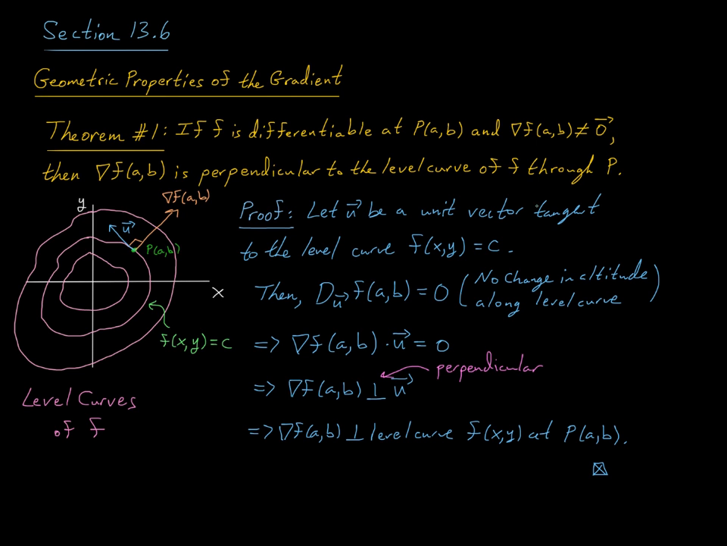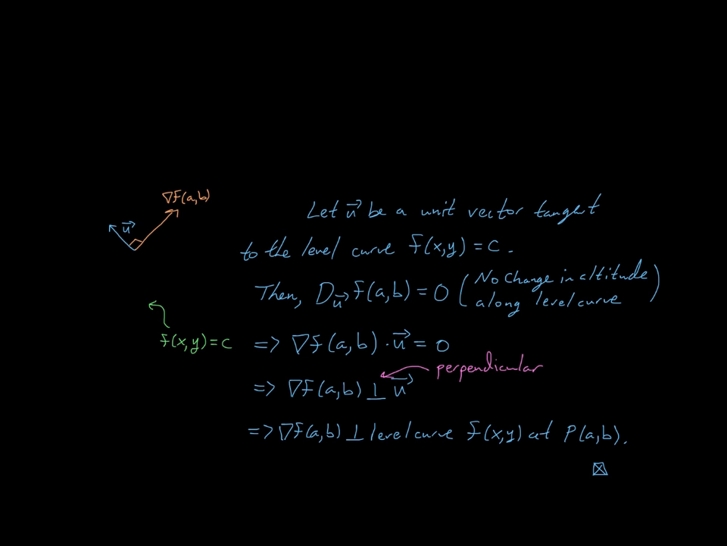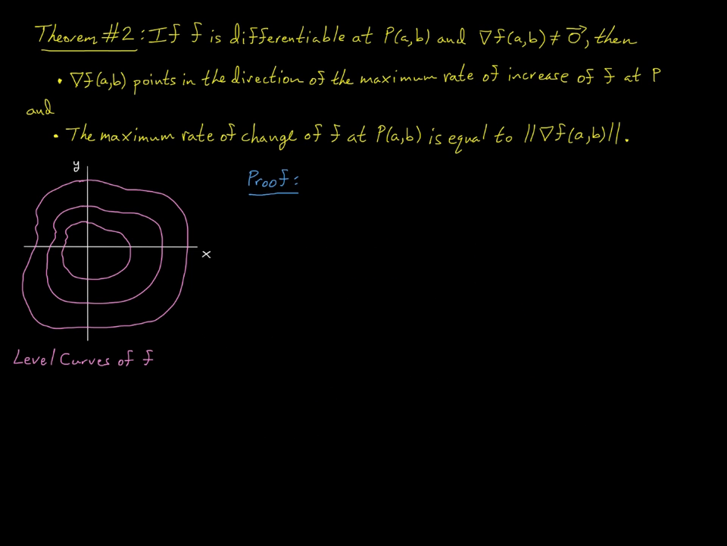Okay, great. So now let's go ahead and look at a variation of this and build on that last theorem and look at this next theorem. This says if f is differentiable at the point P, and again the gradient is not the zero vector, then the gradient points in the direction of the maximum rate of increase of f at the point P, and the maximum rate of change of the function f at the point P is equal to the magnitude of the gradient.